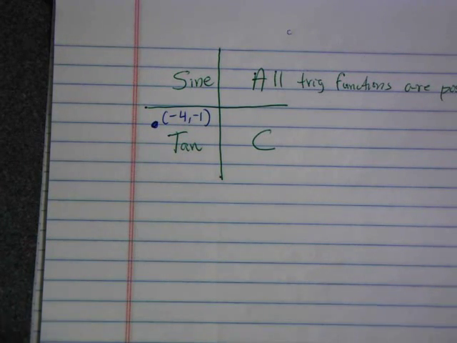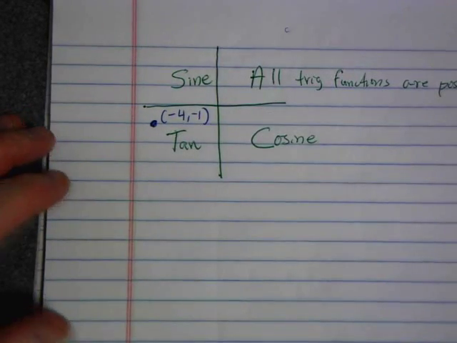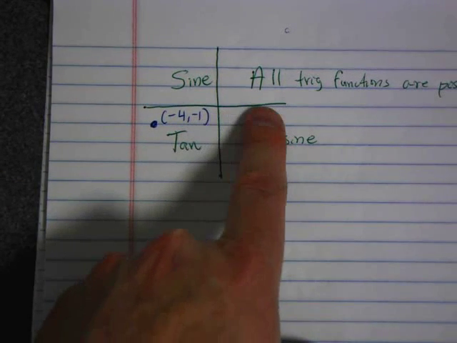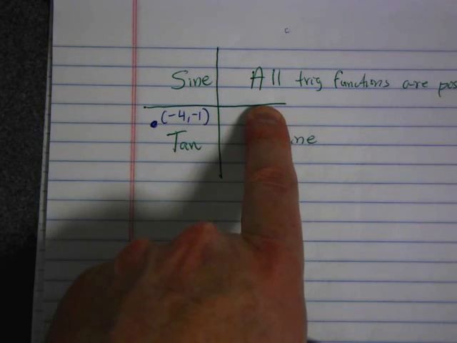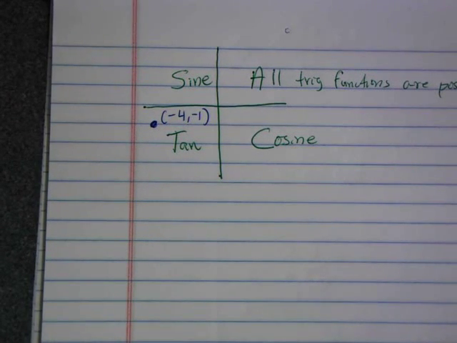And finally, the C stands for cosine. Because what happens in quadrant 4 is the x's are positive and the y's are negative, and cosine uses x. So it's going to be a positive one.